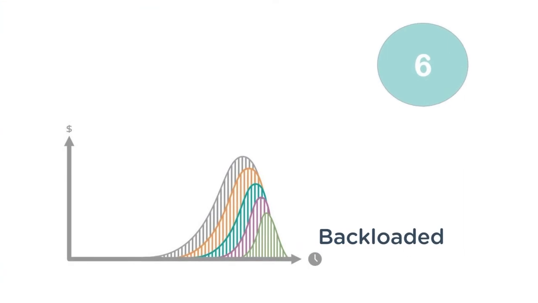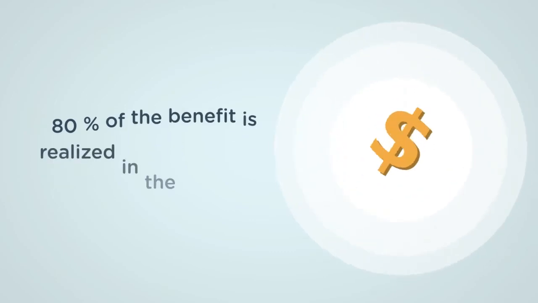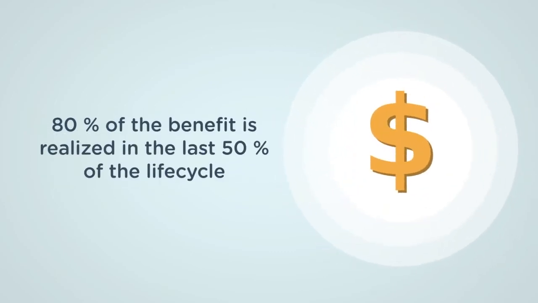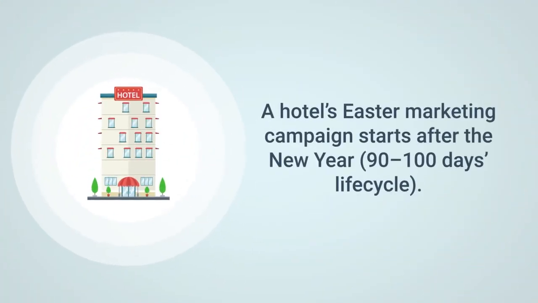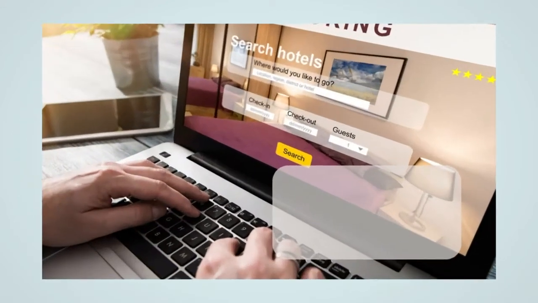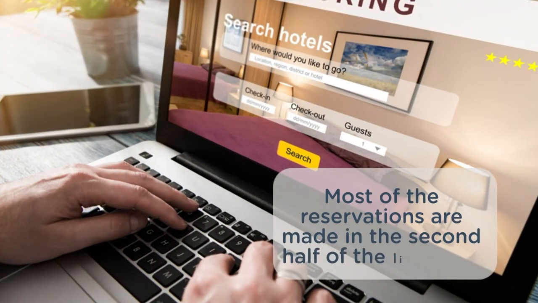Backloaded. This is the case when 80% of the benefit is realized in the last 50% of the life cycle. For example, a hotel's Easter marketing campaign that starts after the new year. It has from 90 till 100 days of the life cycle. And most of the reservations are made in the second half of the life cycle.